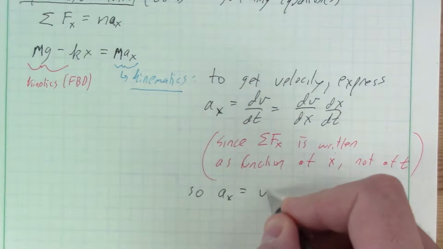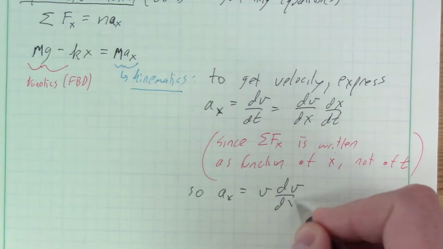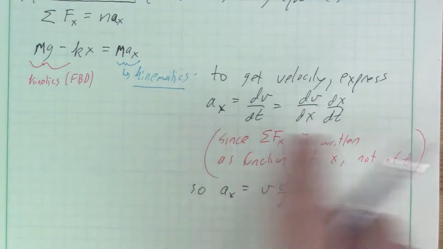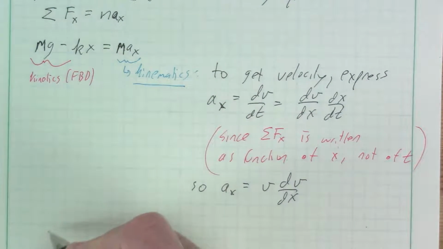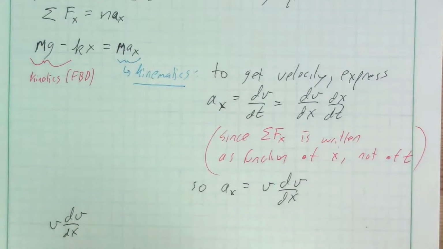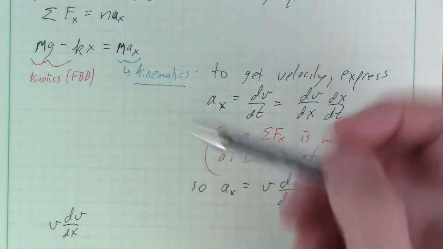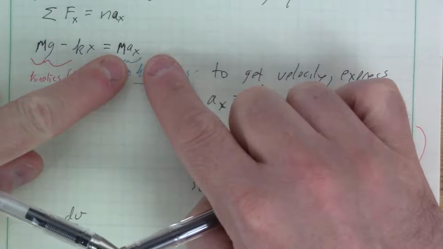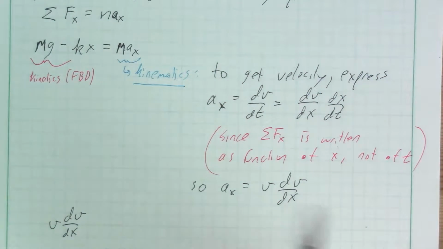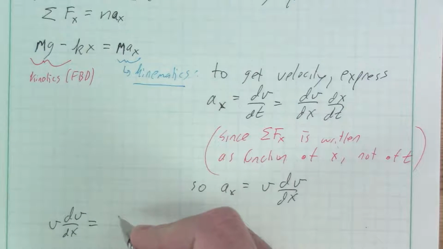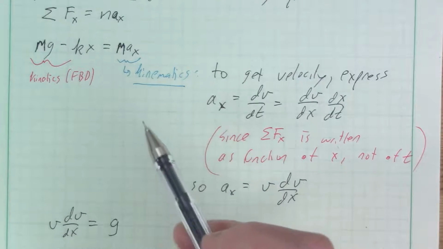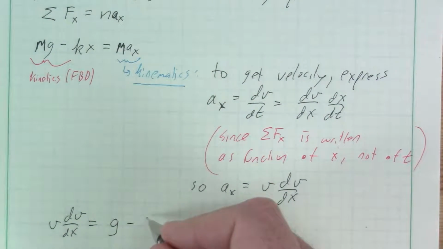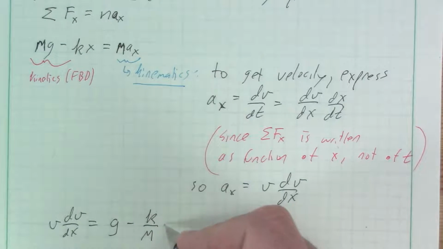So a of x is v dv dx, because dx dt is velocity. Okay, great. So we take this relationship, and we have v dv dx equals, now we're going to rearrange our Newton's second law here, right? A of x is now what we have over here. Divide it by m and flip it to the other side. So all we have there is a g, and then we have a k over m x.